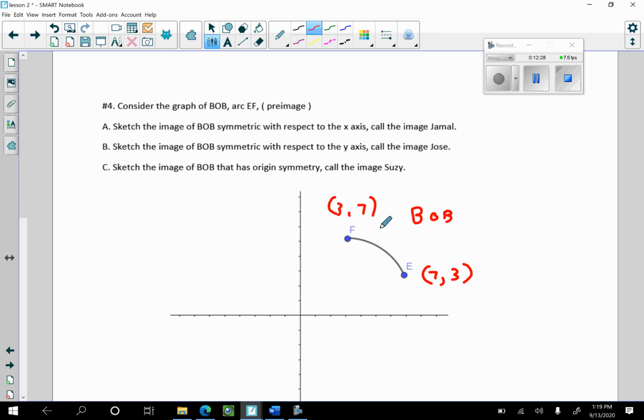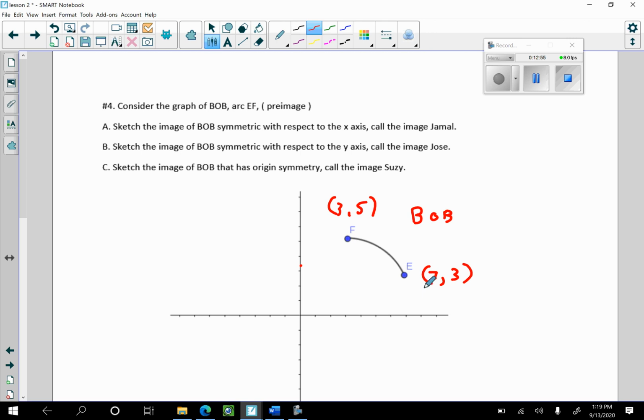And we can see it's arced. So this is 3, 7. 1, 2, 3, 4, 5. This is about a 5. This is not 7, this is 5. 3, 1, 2, 3, 4, 5. This is 3, 5. So I have 7, 3 and 3, 5. It's close enough.